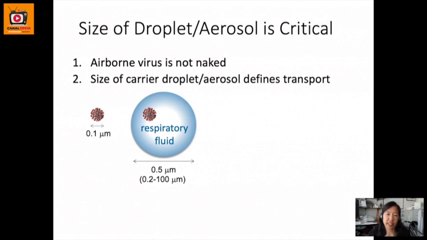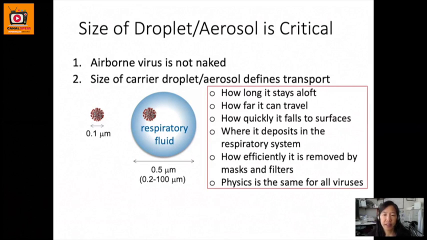It is the size of this carrier droplet or aerosol that defines the transport of the virus in the environment. The size of the virus itself is irrelevant. These different transport properties include how long the virus can stay aloft, how far it can travel, how quickly it falls to surfaces, where it deposits in the respiratory system, how efficiently it is removed by masks and filters, and the physics is going to be the same for all viruses, as long as they're in a droplet that's the same size or aerosol, it's going to behave the same way in terms of physical transport.